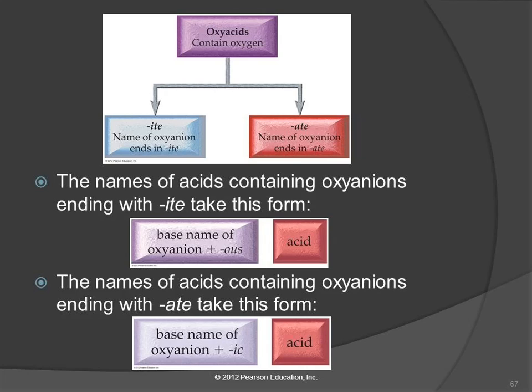I don't find this slide to be particularly helpful, but here it is anyway. When we look at those oxyanions, there's 2 endings. There's ite, like chlorite or hypochlorite, and there's ate, like chlorate and perchlorate. So all the oxyanions either end in ite or ate. We look at the ending on the name, and then we change the name to make the acid.